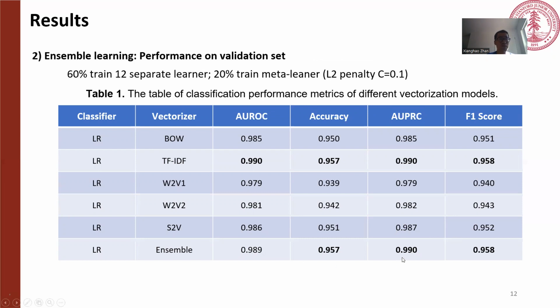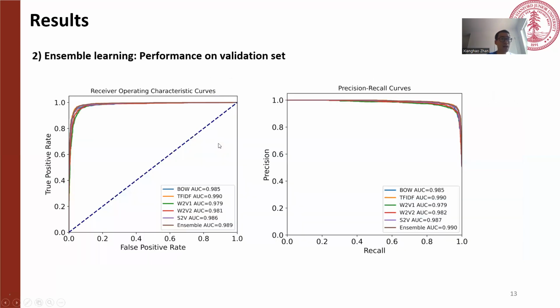And with this result, we can see that generally the ensemble learning models perform similarly to the TF-IDF model as the best separate learner, with the metrics on accuracy, PRC, and F1 score the same as TF-IDF, and the AUROC similar, a little bit lower than the TF-IDF model. And we have also visualized the receiver operating characteristic curves and precision recall curves, and all the models seem to perform well on the internal validation data set.